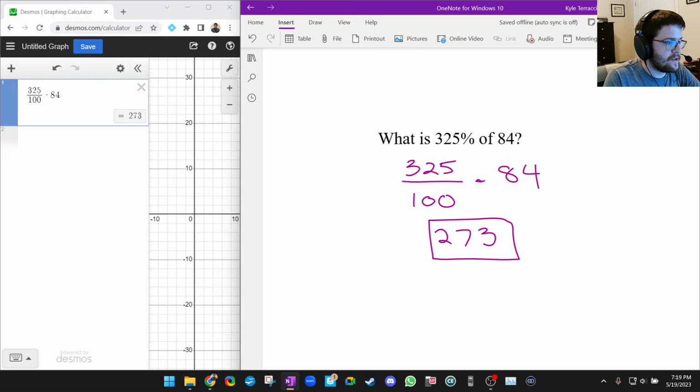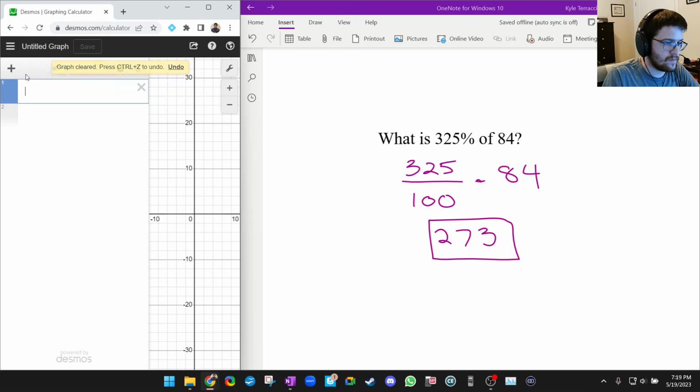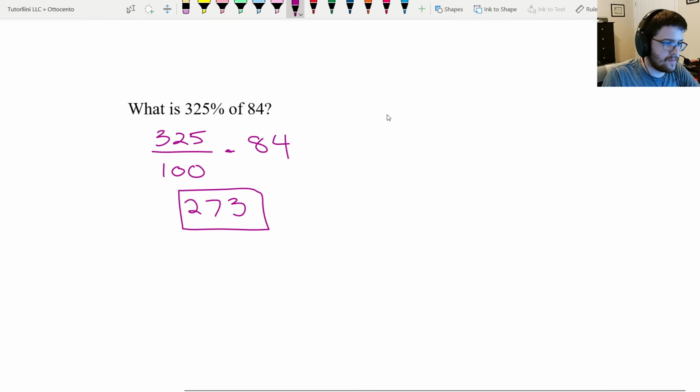I want to point out, as I said in my Desmos video on percents, you could just type in 325% and then of will automatically come up. Type in 84. However, you might come across symbolic problems. We're going to do one in a minute where you might not be able to rely on that as much. So I highly recommend you remember, okay, divide by 100, change the of to multiplication. All right, let's do some more.